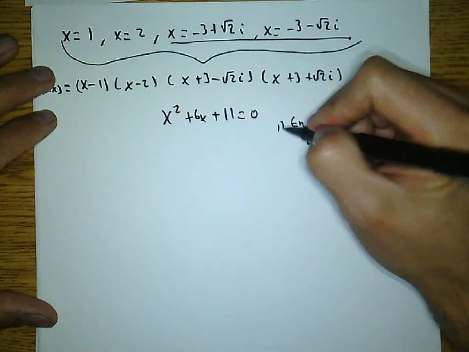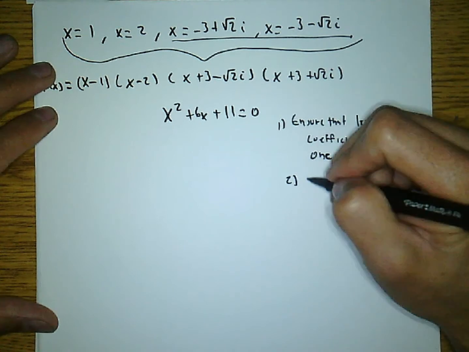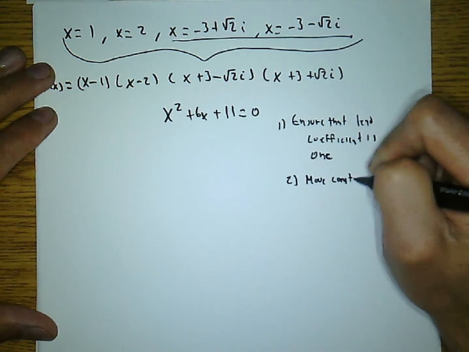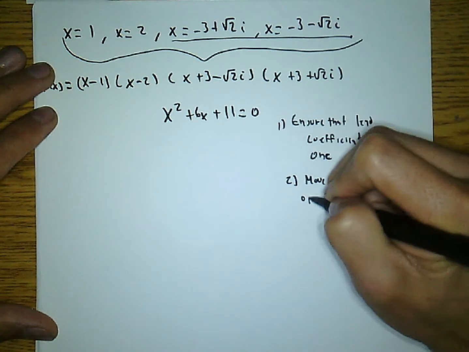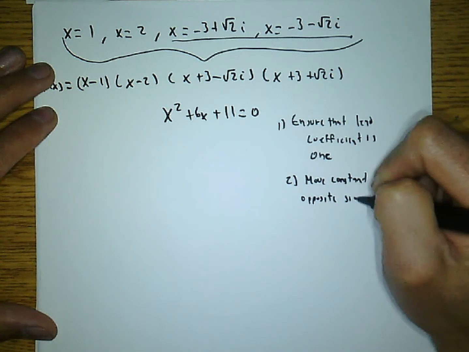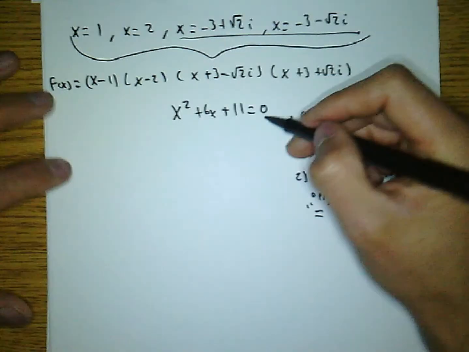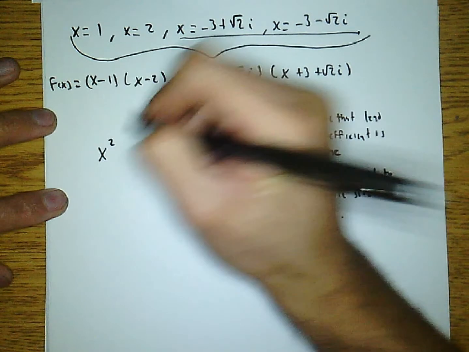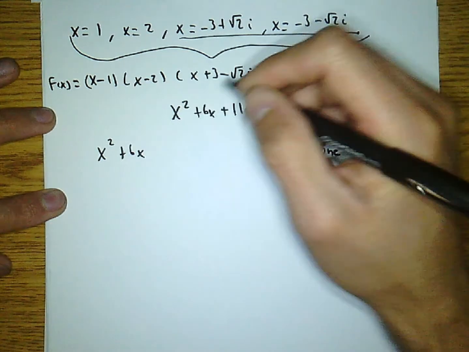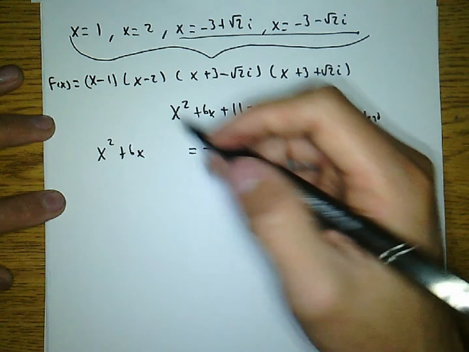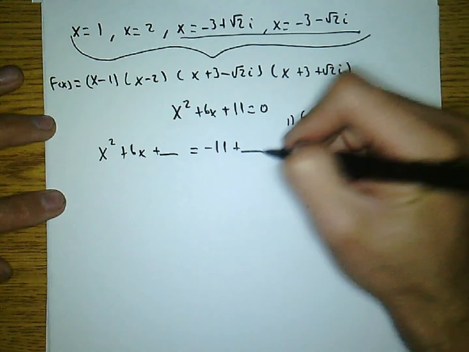Okay? Number 2, we're going to take the constant and move the constant to the opposite side of your equal sign. So in this case, I'm going to take the 11 by subtraction. So that's going to be x squared plus 6x. And I'm going to subtract the 11 and take it to the other side. Now notice how I'm leaving a space. That's because we're going to be looking for a number. We're going to complete the square.